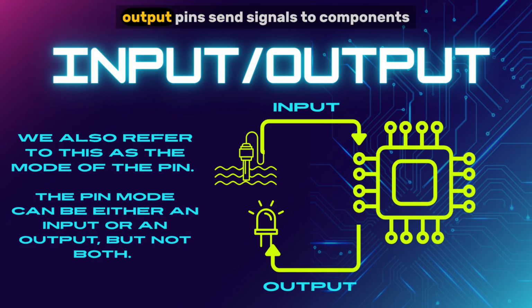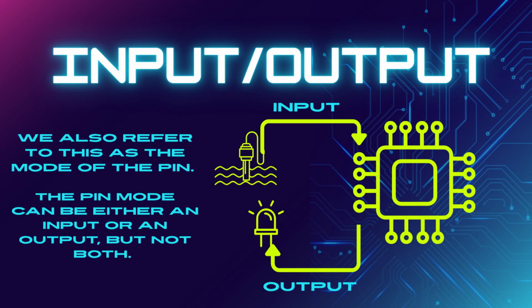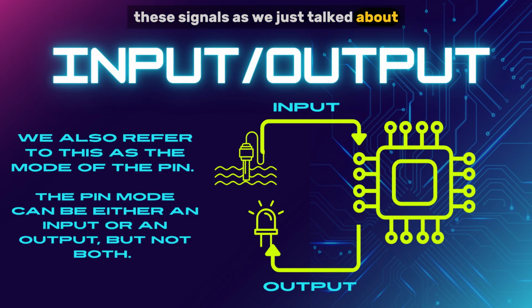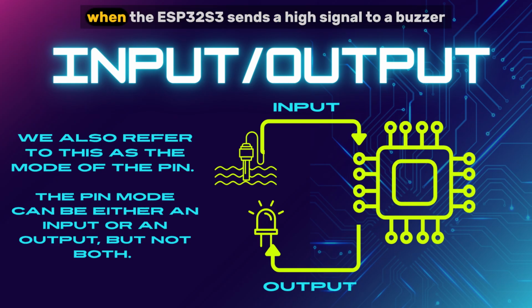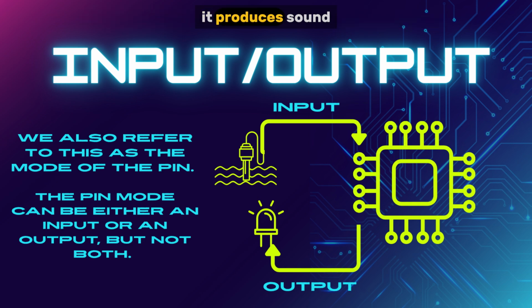Output. Output pins send signals to components. These signals, as we just talked about, are a voltage from 0 volts to 3.3 volts. For instance, when the ESP32S3 sends a high signal to a buzzer, it produces sound.